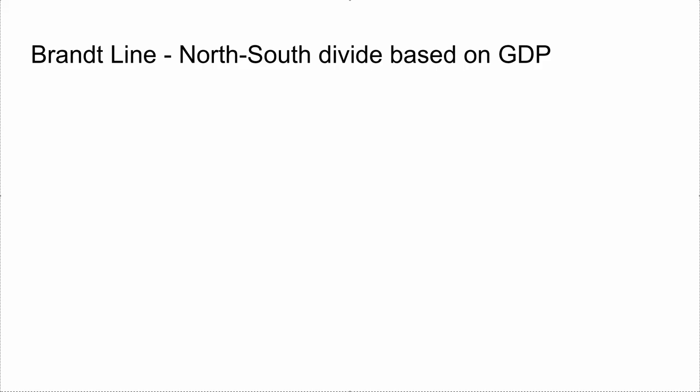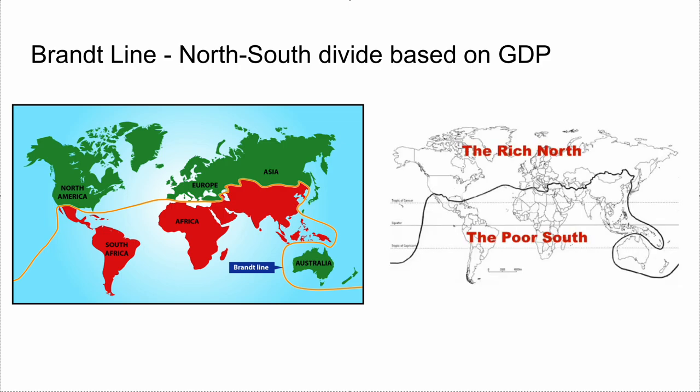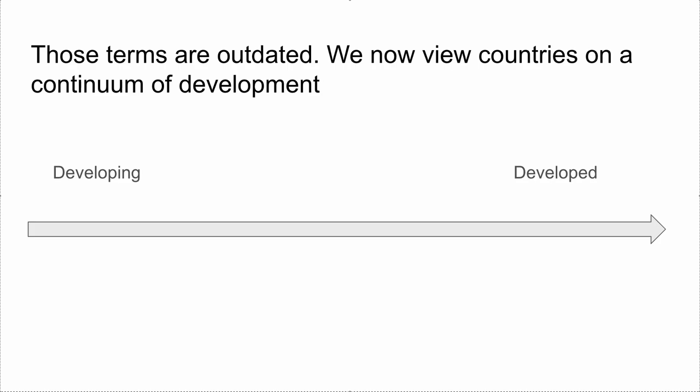And Willy Brandt, a German chancellor, drew a line across a world map, calling it the Brandt line, in the 1980s to highlight the divide between the North and South, using GDP as the way to divide countries. As you can see, Australia and New Zealand ruined the perfect North-South divide by being located in the Southern Hemisphere. So the North being the rich, South being the poor. Again, failing to address the concerns of other countries. And so now we view countries along a continuum of development. So we use the terms developing and developed.